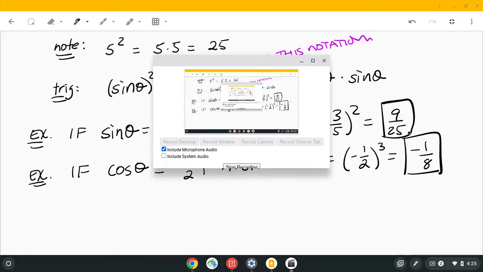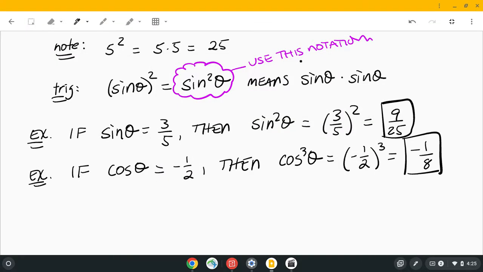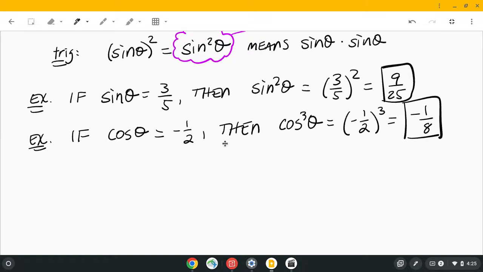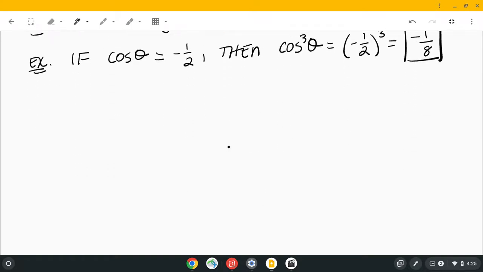All right, welcome to part 2 of 1.4. So we left off here on how to square a trig function. And so now 1.4, which is Introduction to Identities, we can take a look at the Pythagorean identities. All right, go ahead and continue taking notes. All right, the Pythagorean identities.